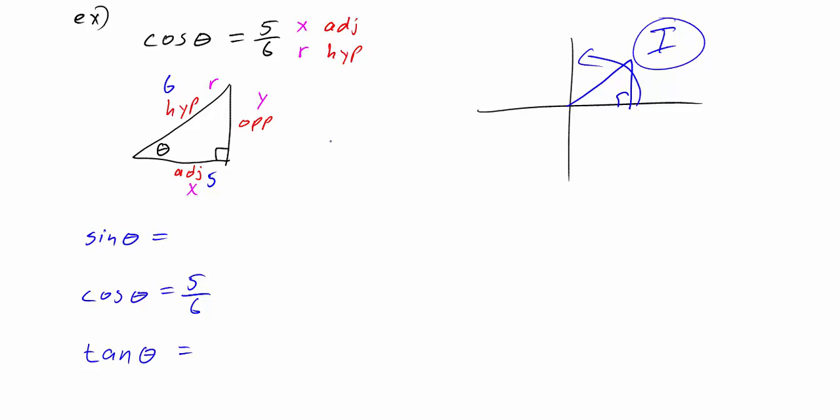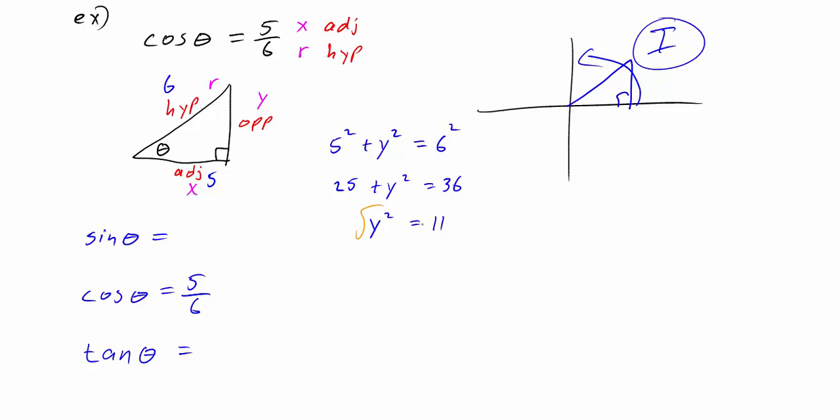So once again, we take 5 squared plus y squared equals 6 squared. Usually, given two sides of your right triangle, you're going to have to use the Pythagorean theorem to find the remaining side. So here we end up with 25 plus y squared is equal to 6 squared, which is 36. Then y squared is equal to 36 minus 25, and 36 minus 25 is equal to 11.